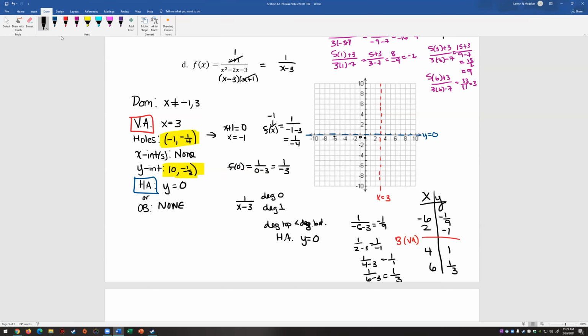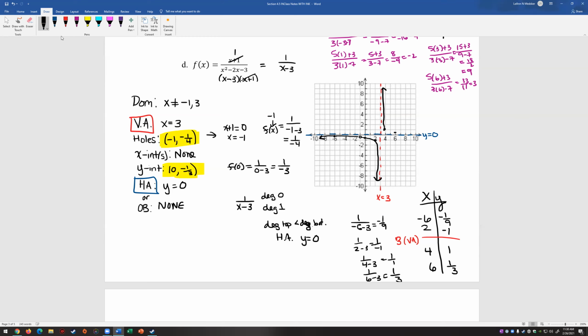-6, -1/9 is very tiny, right below that line. 2, -1, it's right here. And then we have 4, 1, and 6, 1/3. So all of our points are very, very close to our lines. Remember, when you get to your vertical asymptote, you cannot cross that.